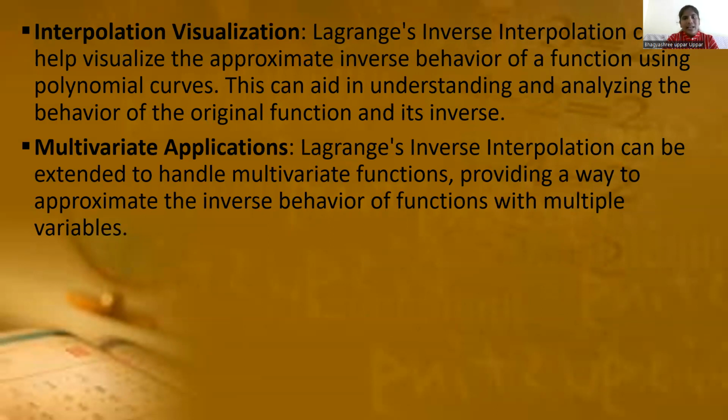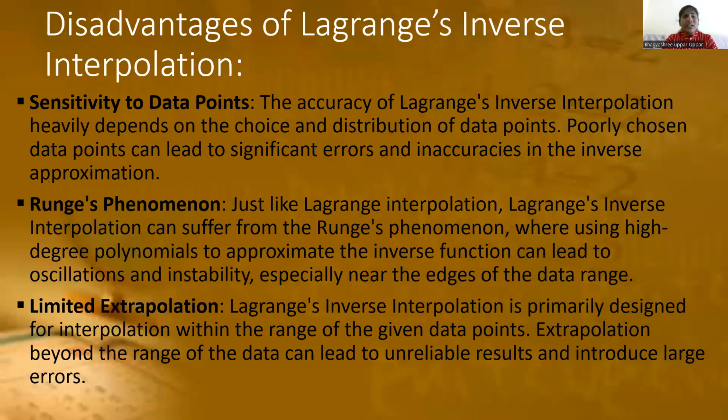Multivariate applications. Lagrange's inverse interpolation can be extended to handle multivariate functions, providing a way to approximate the inverse behavior of functions with multiple variables. The disadvantages of Lagrange's inverse interpolation are as follows. Sensitive to data points. The accuracy of Lagrange's inverse interpolation heavily depends on the choice and distribution of data points. Poorly chosen data points can lead to significant errors and inaccuracies in the inverse approximation.